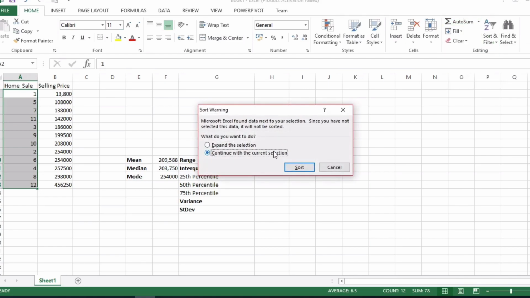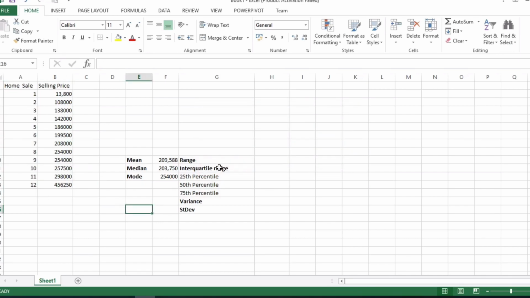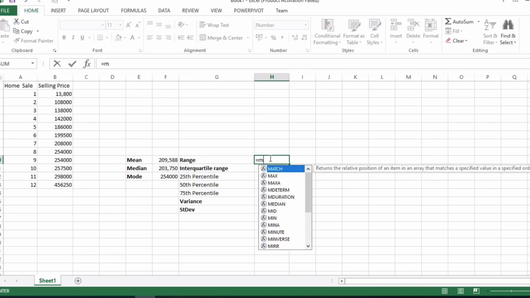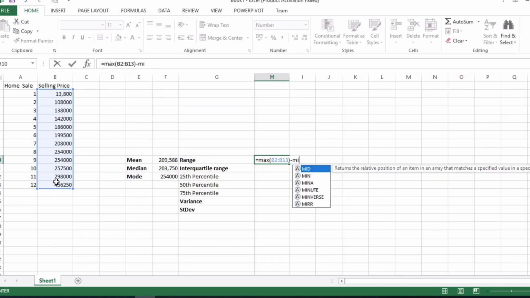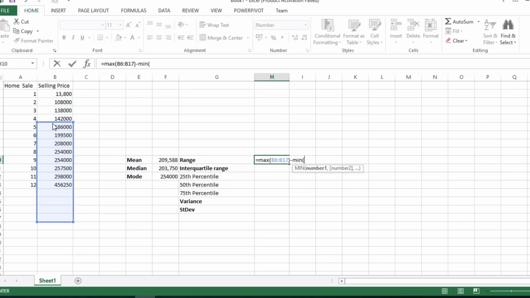Okay, so let's compute for the range. The range is equal to the highest value minus the minimum value. So, we use the MAX and MIN functions. In order for us to do it, MAX, open parenthesis, the data set, minus MIN, the data set. Enter.